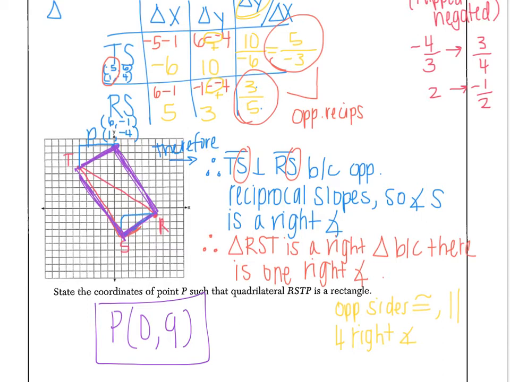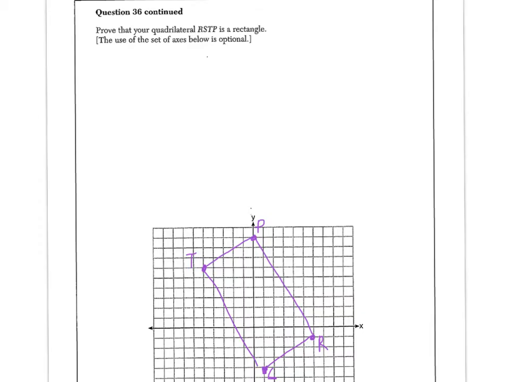And we're on to the next part, and you'll see that in just a second. Okay, so this next part says prove that your quadrilateral is a rectangle. So we're going to do a proof similar to that of proving a right triangle, but this time we're proving a rectangle. And in order to prove a rectangle, like we mentioned on the previous page, we need opposite sides parallel and one right angle.